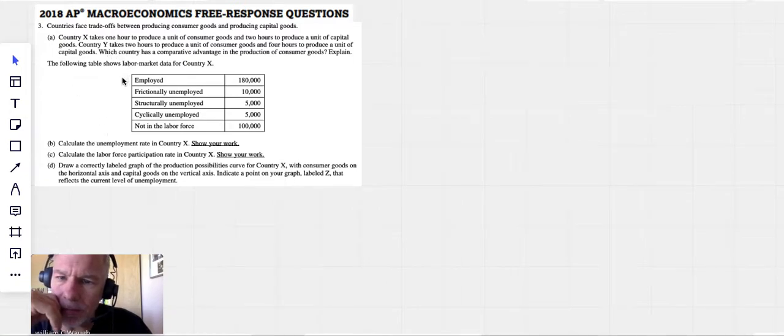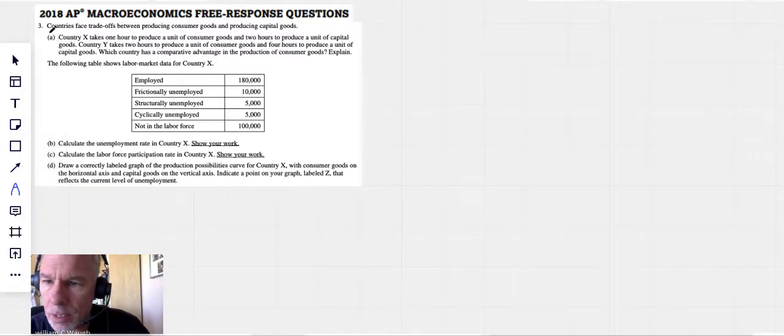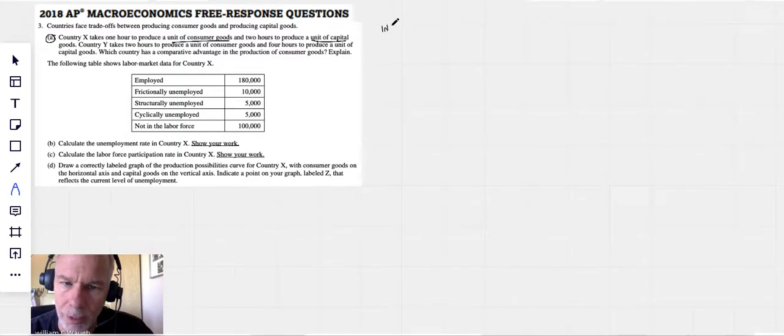2018 AP Macro FRQ looks like an unemployment question, a little comparative advantage for A. Let's just see if we can jump our way into it. For number A, country X takes 1 hour to produce a unit of consumer goods and 2 hours to produce a unit of capital goods. Now, because it's saying a unit of capital goods and a unit of consumer goods, that lets me know it's an input problem.